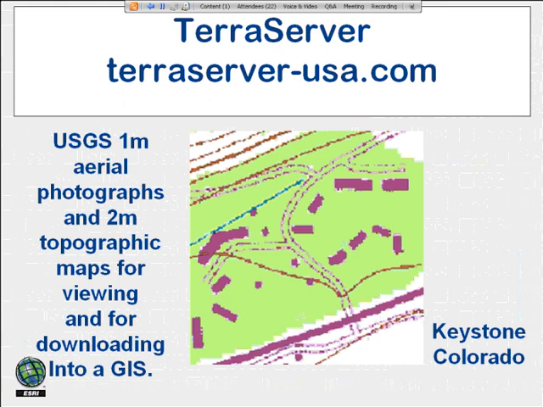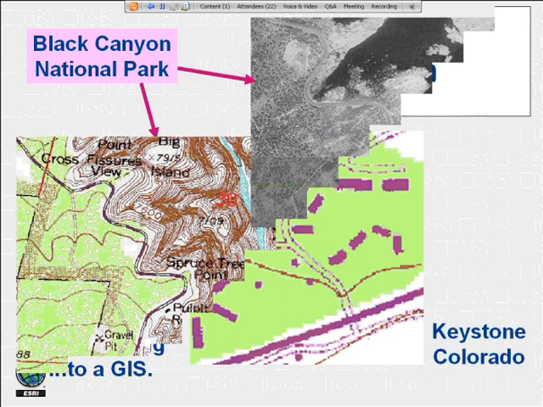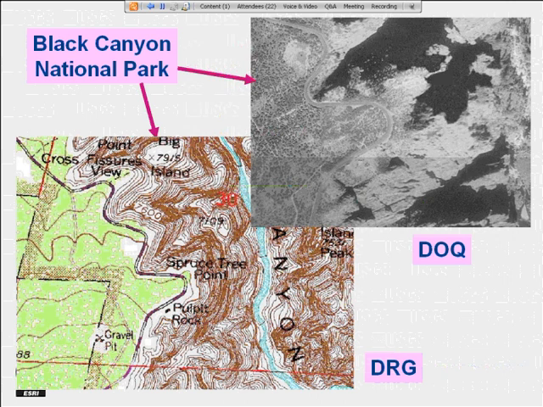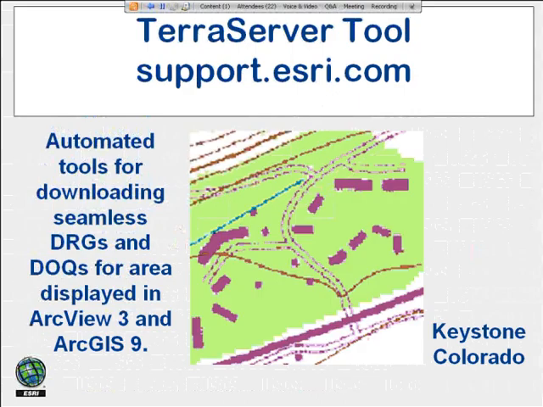Terra Server is a tried and true resource, about 10 years old now this summer. It is a resource for just the US, but it's a place where you can get topo maps and aerial photos for multiple different years. For example, for one of my favorite places, Black Canyon National Park, you can get the digital orthophoto quad and the digital raster graphic from that Terra Server site. The neat thing about it is that they're geo-referenced and ready to go inside ArcGIS. There's also a Terra Server tool that someone at ESRI wrote, Thomas Ng.